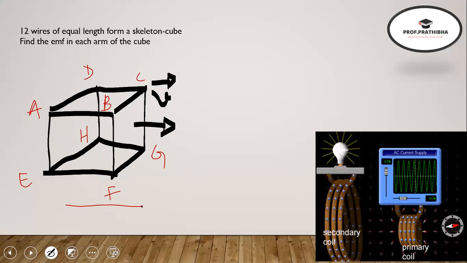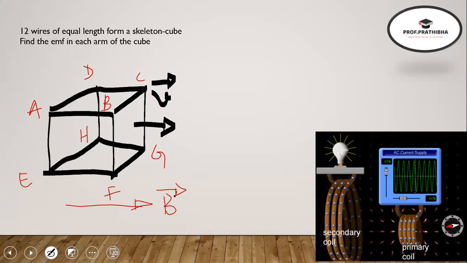And the magnetic field is also in the same direction, that is B bar. You understood? So the B bar is in the same direction, and the velocity is also in the direction of the magnetic field. What is the EMF in each arm of the cube? What is the EMF in each arm of the cube? क्या इस क्यूब में EMF इंड्यूस होगा? क्या इस क्यूब में EMF इंड्यूस होगा?